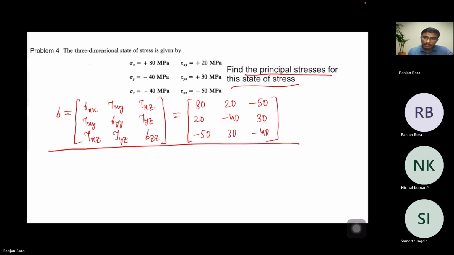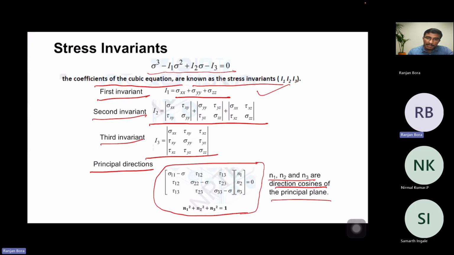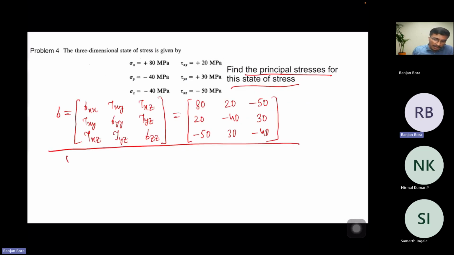Now we'll estimate these invariants. We'll estimate the first invariant, second invariant, third invariant. Then we'll solve this equation. So the first invariant is I1, sigma xx plus sigma yy plus sigma zz, 80 minus 40 minus 40. So we are getting the first invariant is 0.